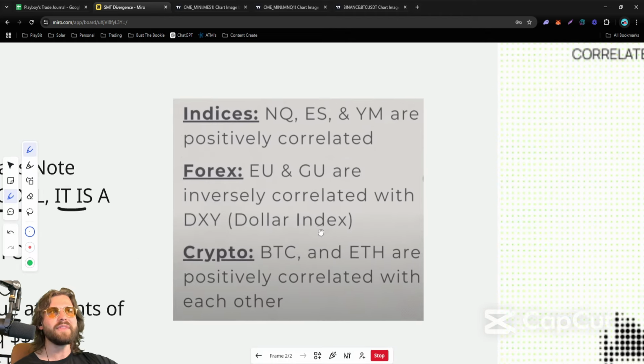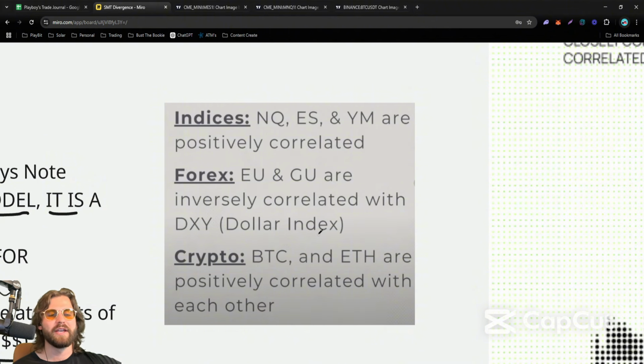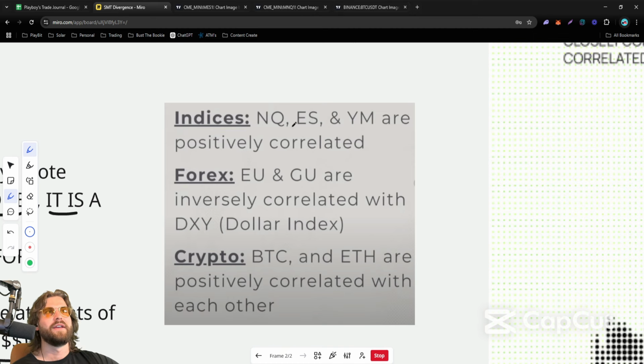Now, the cool thing about SMT is it only works on certain things. Like SMT isn't going to work on XRP and Polkadot, which are two cryptos. XRP is not going to work on Apple and Home Depot stock. SMT only works on certain things, and these are the things it works on, right?